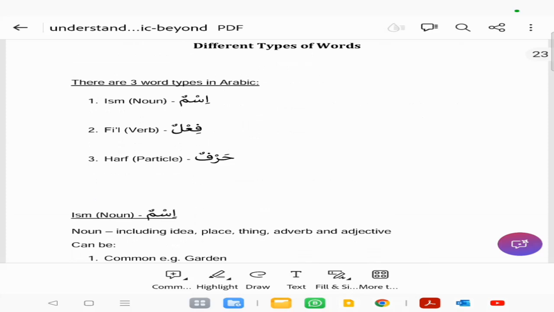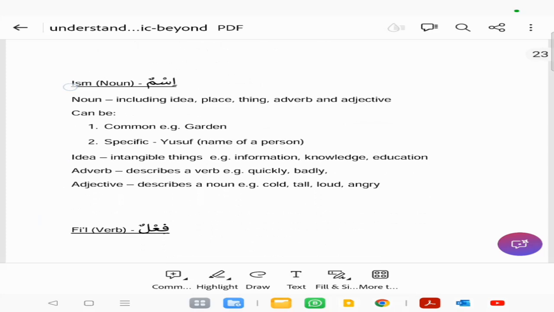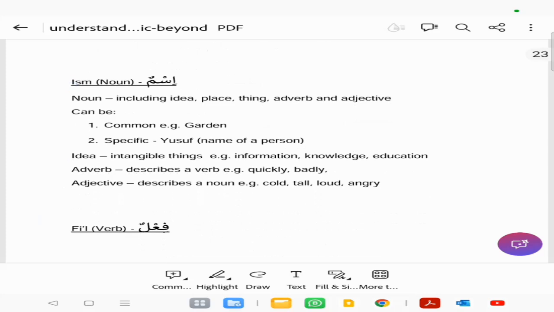One is called an ism, the second is called a fi'l, and the third is called a harf. So the ism is like a noun, the fi'l is a verb, which is a doing word, and harf is a particle. So the ism, if we start with that, so the ism is a noun, so it includes ideas, places, things, adverbs and adjectives and other things as well.